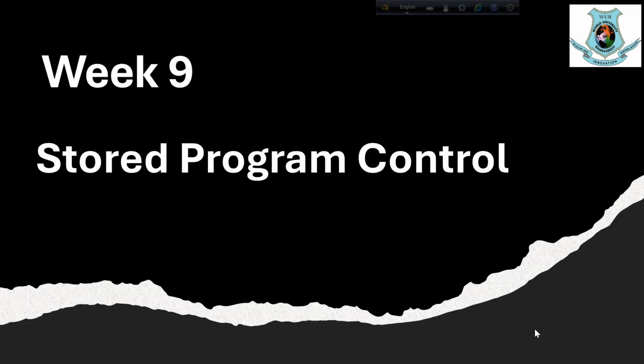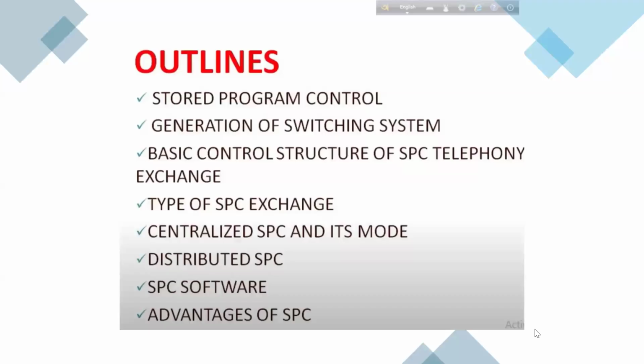So far we have seen the manual switching system, the Strowger switching system, and the crossbar switching system. Now we are going to shift to the electronic switching system, which is the core of the switching system of today's life, whichever we are using in today's day-to-day communication. The core of electronic switching is stored program control, and we are going to see that in today's class.